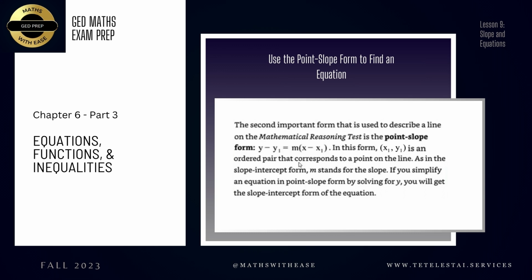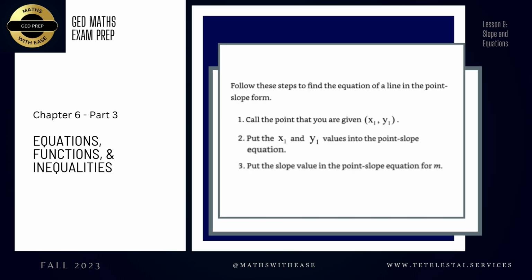All right, so use the point slope form to find an equation. The second important form that is used to describe a line on the mathematical reasoning test is the point slope form. y minus y1 equals m times x minus x1. In this form, x1 and y1 is an ordered pair that corresponds to a point on the line. As in the slope-intercept form, m stands for the slope. If you simplify an equation in point slope form by solving for y, you will get the slope-intercept form of the equation. So follow these steps to find the equation of a line in the point slope form.